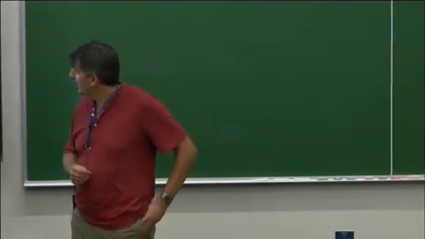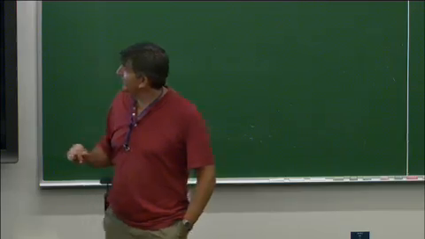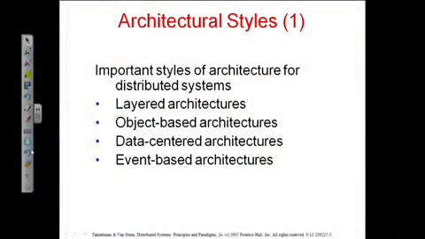So when it comes to architectural styles, at least this textbook organizes them in the following way. These are the 4 primary architectural styles talked about: layered architecture, object-based architectures, data center architectures, and event-based architectures. Sometimes it's hard to say whether a particular system has one of these architectures or a blend between them, so take them only as a high-level indication of how you might do things.